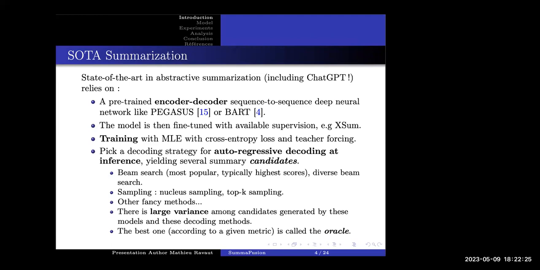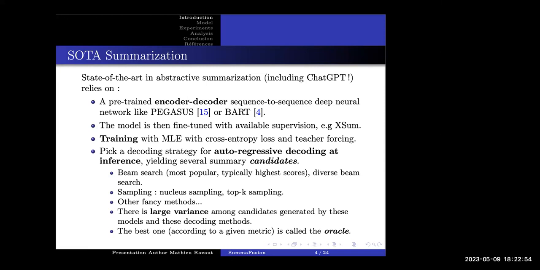With such models, after pre-training, we would typically fine-tune them with whatever available supervision we have on whatever downstream data set we're interested in. A very popular choice is XSum, which is a news summarization data set. When we train these models, either in pre-training or in fine-tuning, we train with maximum likelihood estimation and cross-entropy loss and teacher forcing during training.